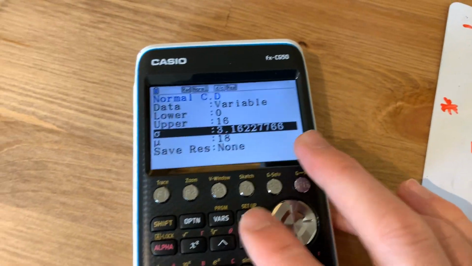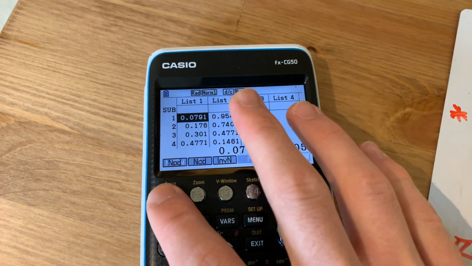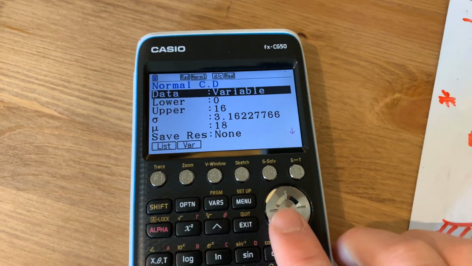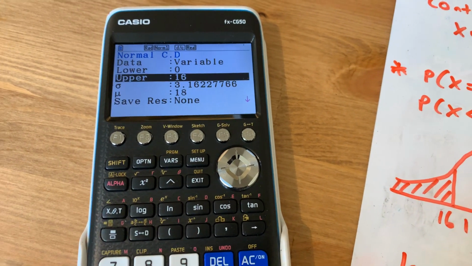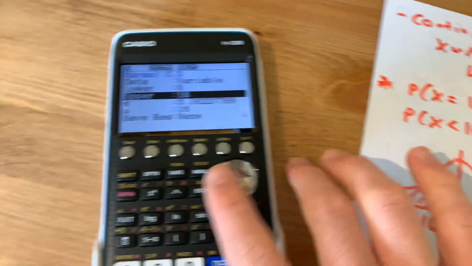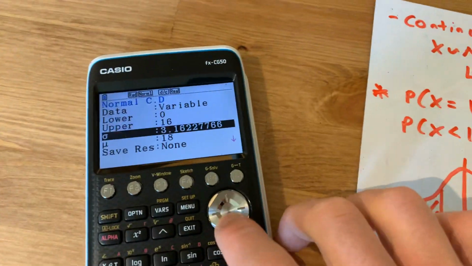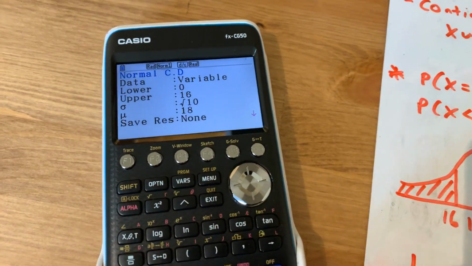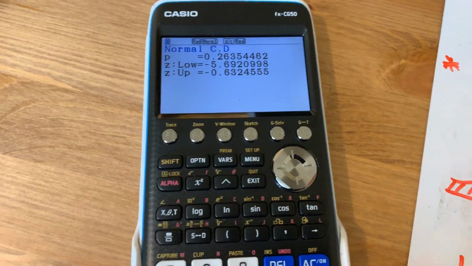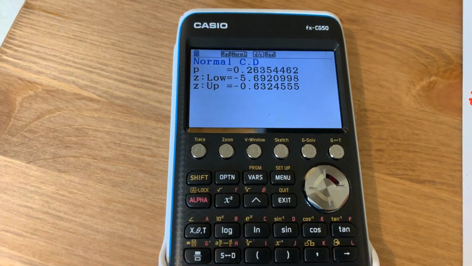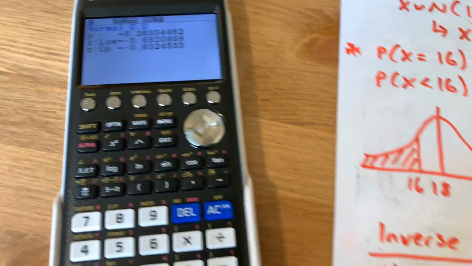We're going to go to our statistics mode, and we're going to go to distribution, normal, NCD, and we're going to put in upper 16, lower 0, our mu is 18, and a reminder, if we had our variance as 10, our standard deviation is root 10, and you just type in root 10 here, and it will convert it to a decimal for you. And we can get a value there for p equals 0.2635 to 4 decimal places, and give your answer relatively long.